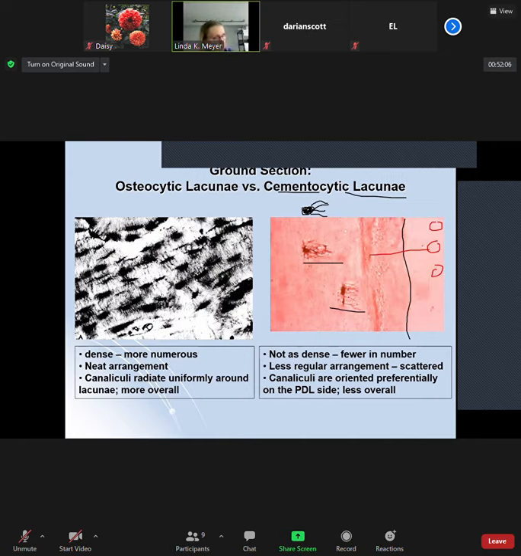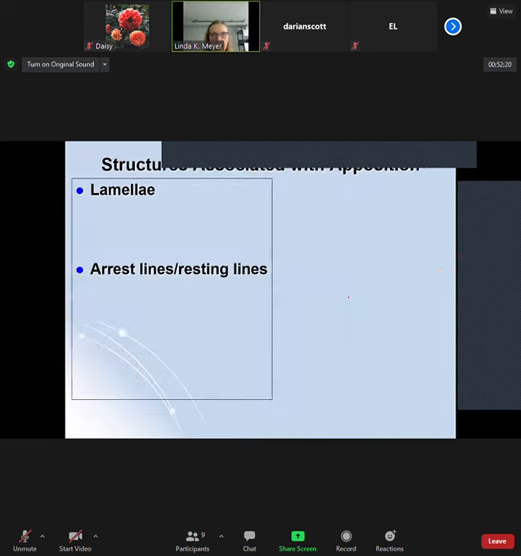Okay, so we've talked about where the osteocytes and the cementocytes are in their lacunae and how they vary in their appearance depending upon the type of slide preparation. All right, let's go to the next page.